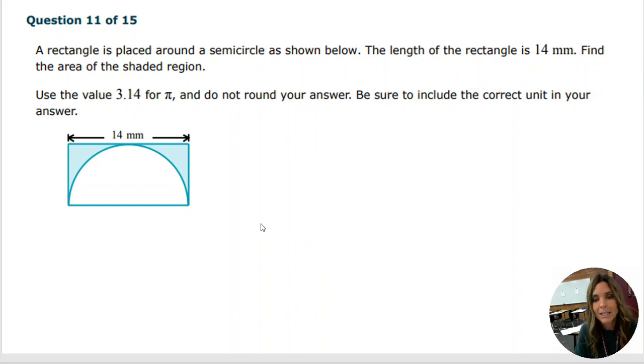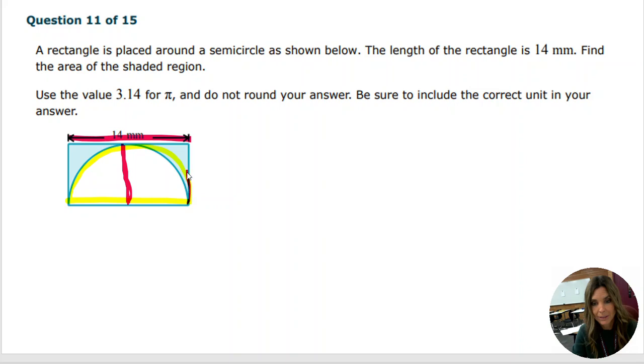Okay, and then the last one, a rectangle is placed around a semicircle as shown below. The length of the rectangle is 14. Find the area of the shaded region. Okay, now this one is a little bit tricky. And the reason it's a little bit tricky is because they give you this length of the rectangle, and you're going to have to use the circle to help you find this length right here.